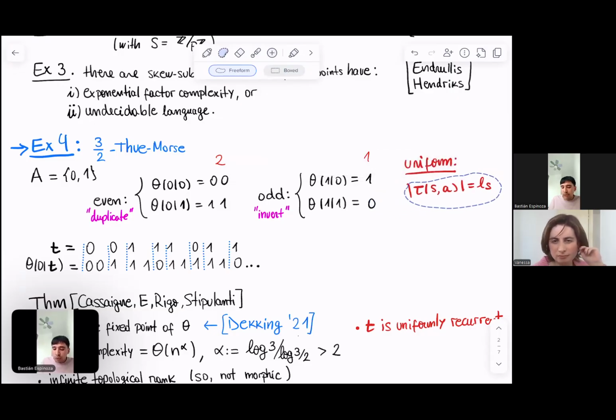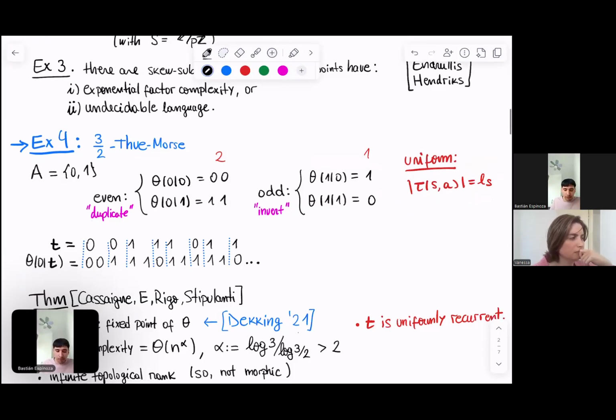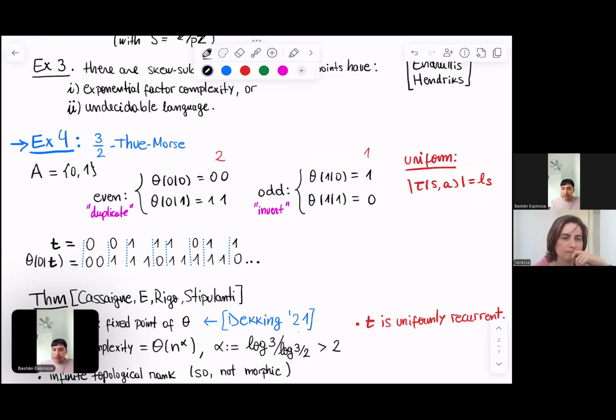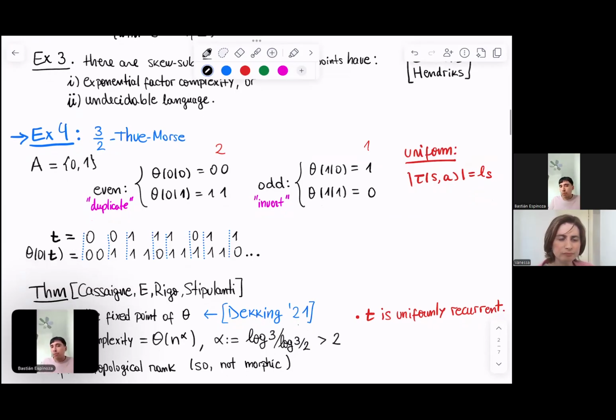It is not true, for instance, that for the Kolakowski word, we have this property. It is the opposite, in fact. The length depends on the letter, but not on the state. But yeah, so we have this substitution, and it generates the Thue-Morse word.